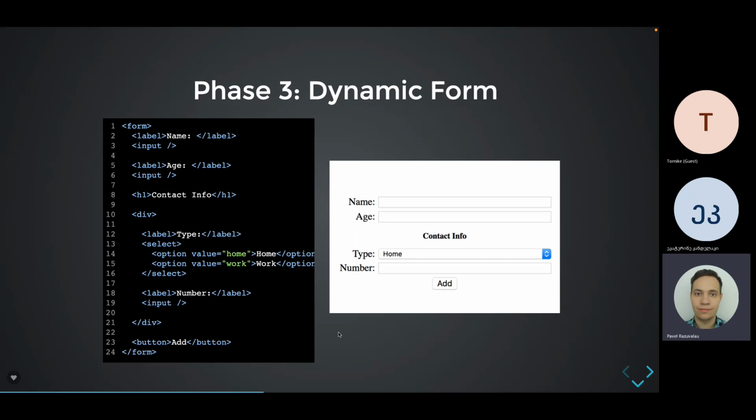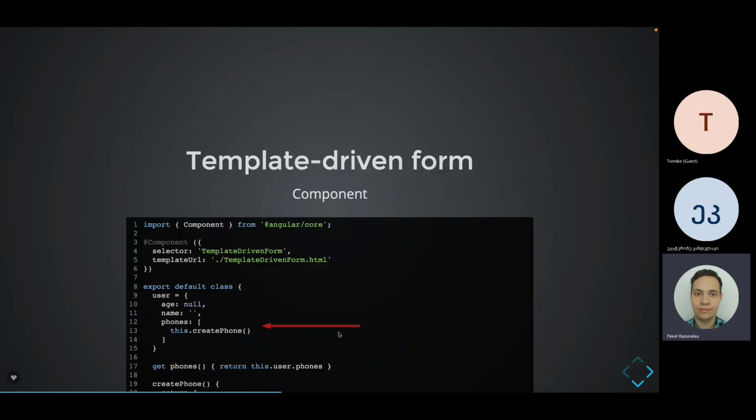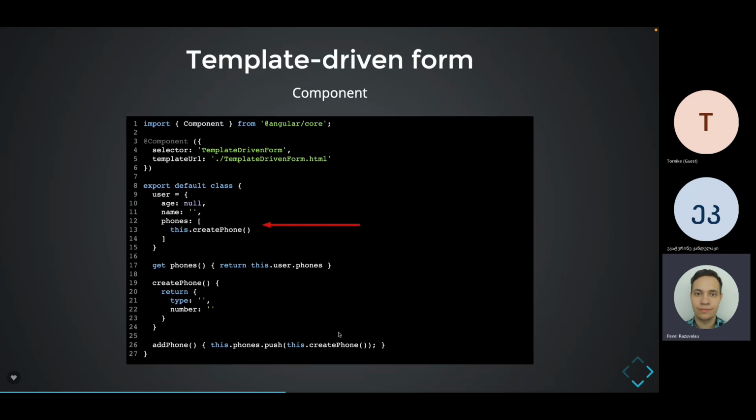Let's assume that we have not only one contact info. Let's say we want to have the home number, the work, the mobile number, and so on. So the contact info perhaps will be an array. And we're going to create all the numbers dynamically. Let's see how we can handle this case.